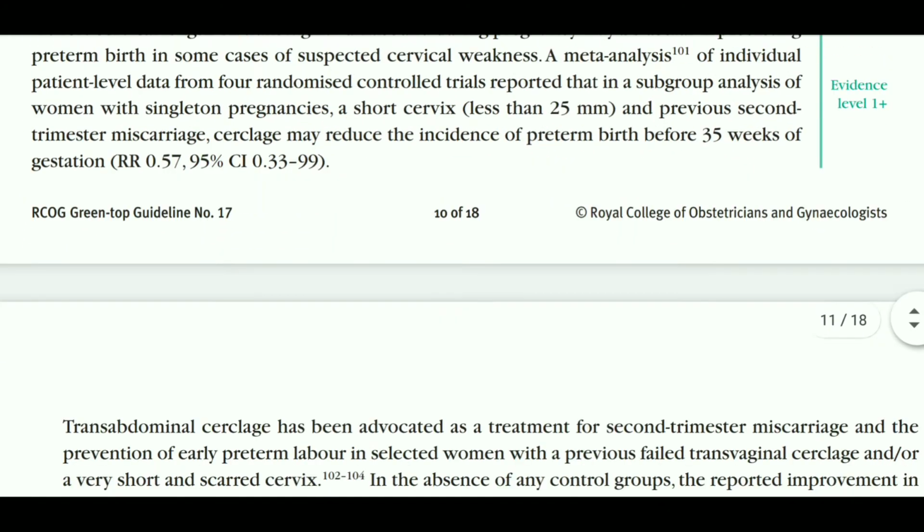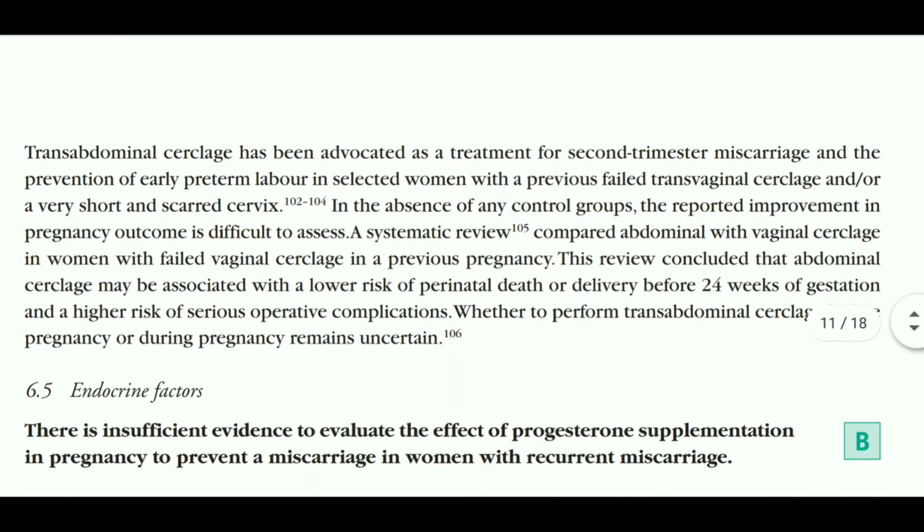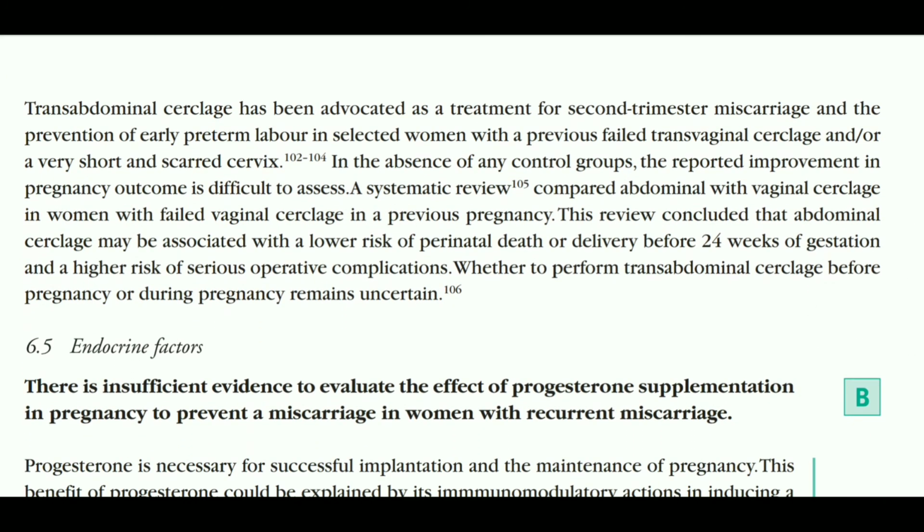Okay, transabdominal cerclage has a very important role in some cases. It has been advocated as a treatment of second trimester miscarriage and prevention of early preterm birth in selected women with previous failed cervical cerclage and a short and scarred cervix. In the absence of any control group, the reported improvement in pregnancy outcome is difficult to compare. A systematic review compared abdominal and vaginal cerclage in women with a failed vaginal cerclage in a previous pregnancy, and concluded that abdominal cerclage may be associated with a lower risk of perinatal death at delivery before 25 weeks of gestation and a higher risk of serious operative complications. Whether to perform a transabdominal cerclage before pregnancy or during pregnancy remains unclear.